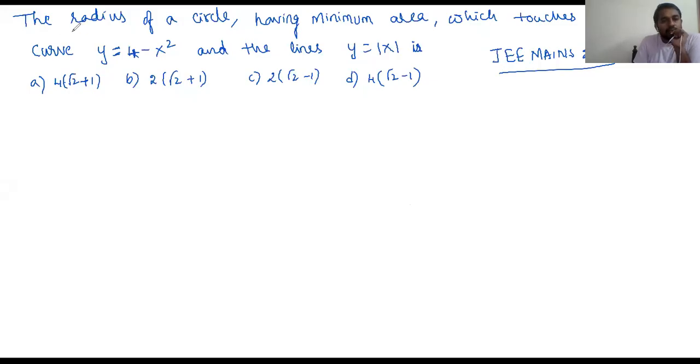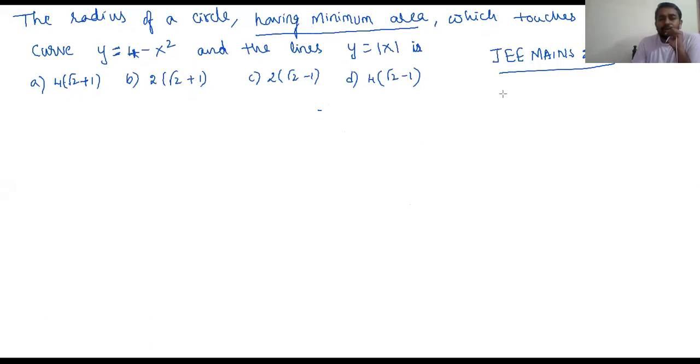So today our question is: the radius of a circle having minimum area which touches the curve y equals 4 minus x squared and the lines y equal to mod x is. So this one we'll do in two different ways. One by using the JEE formulas, the other one without using any formulas. Okay, so first, let's draw this geometry.